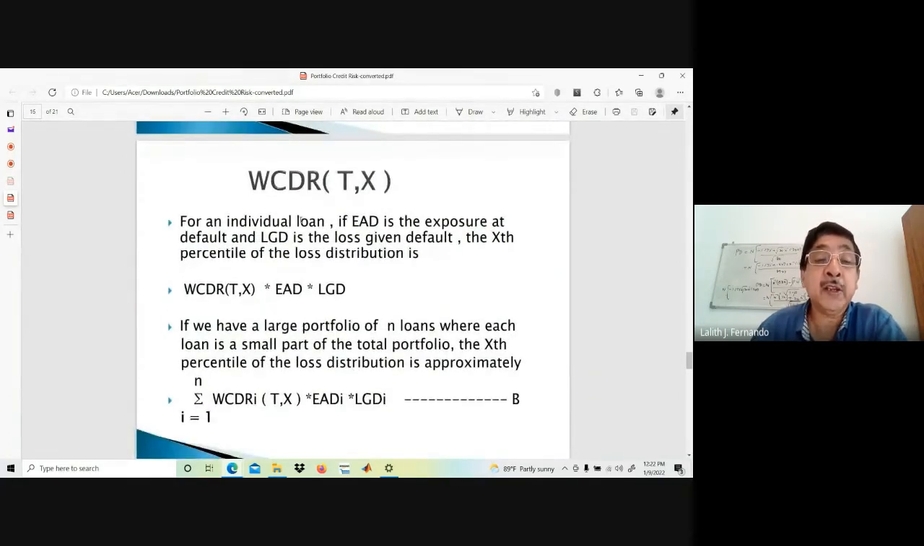Now, if you go for an individual loan also, you can just have that. For an individual loan, if EAD is the exposure at default and LGD is the loss given default, the X percentile of the loss distribution is this. If you have a large portfolio of N loans where each loan is a small part of the total portfolio, the X percentile of the loss distribution is approximately this.